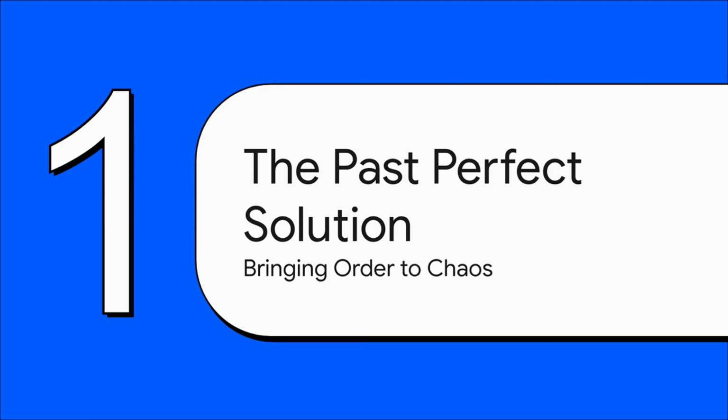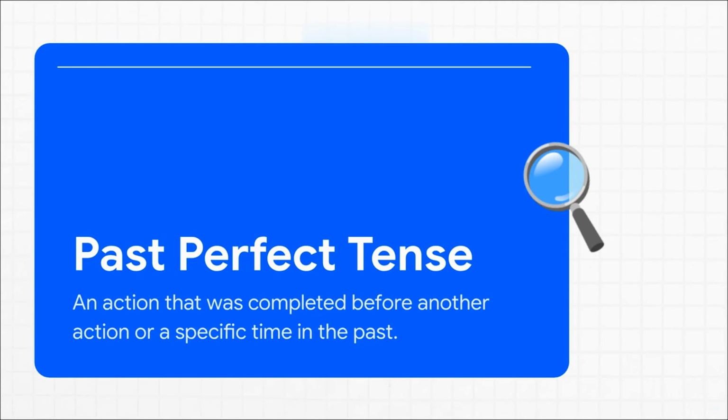Honestly, it feels like it was invented just to fix this one confusing problem, to bring a little order to all that past tense chaos. Okay, so what is it really? Think of the past perfect as a little flag you plant in your sentence. And that flag tells your listener, hey, pay attention. This thing I'm talking about, it happened even earlier in the past than the main story. It's all about making the order of events super, super clear.